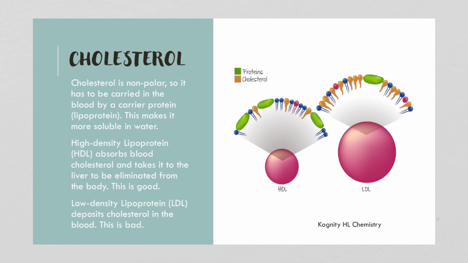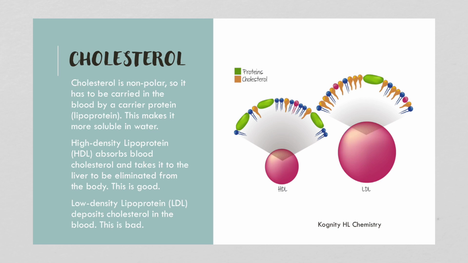So let's talk about cholesterol. Cholesterol is nonpolar, so it has to be carried through the blood by a carrier protein called a lipoprotein, and that makes the cholesterol more soluble in water. And there are two different types of lipoprotein. High-density lipoprotein absorbs blood cholesterol and takes it to the liver to be eliminated from the body. This is a good thing. So your HDL cholesterol, that's your good cholesterol. The higher that is, the more you're eliminating your excess cholesterol from your body.